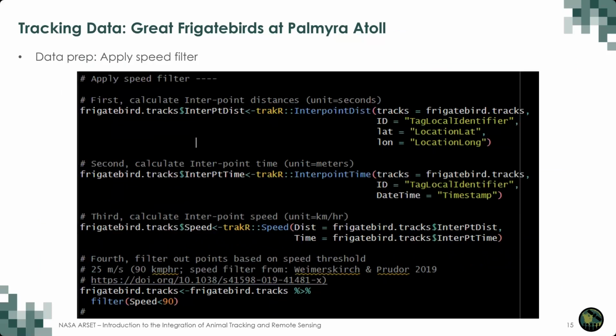One thing you can do to clean the data, as we mentioned the other day, is that you can apply a speed filter to it so that you can remove any points that are kind of wonky. And so for frigate birds specifically, there's another paper in the literature that defined a good speed threshold for frigate birds, which is 90 kilometers per hour. And so I applied that to this data set. I used a package called TrackR, which, full disclosure, I am an author on, but there are many packages you can use to calculate speed pretty easily.